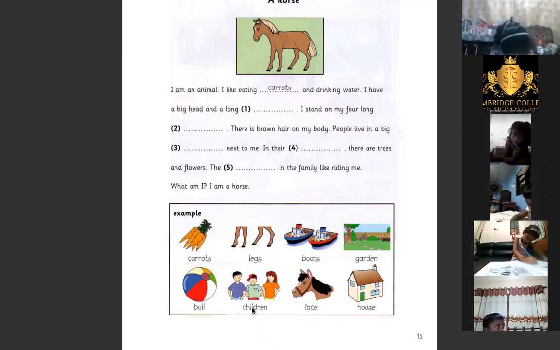Answer is children. For the question number five, children.